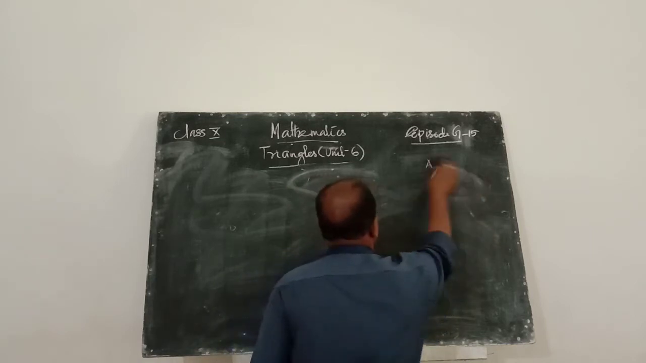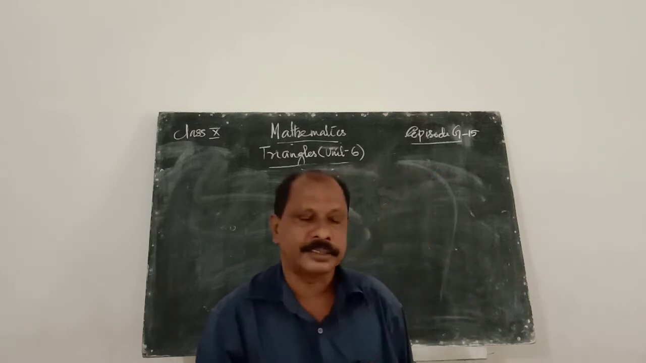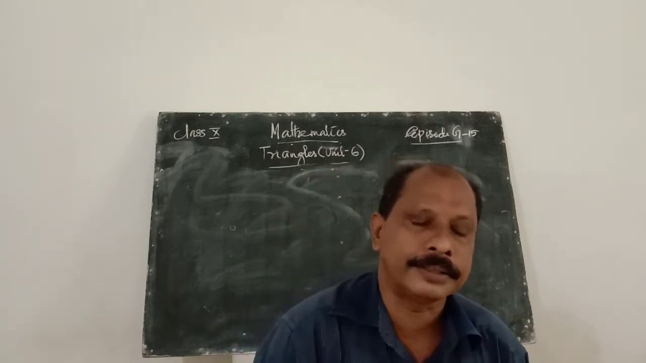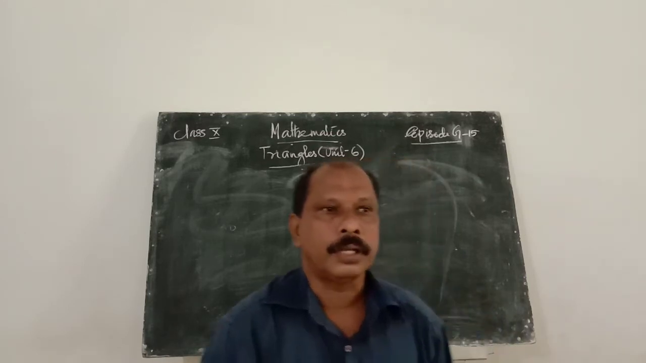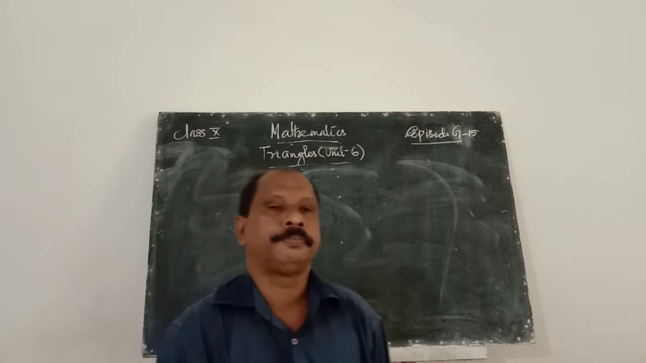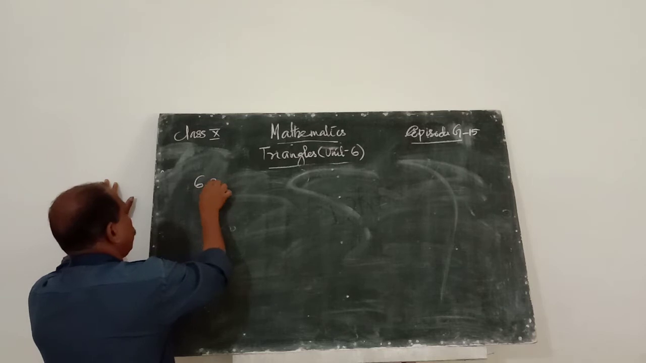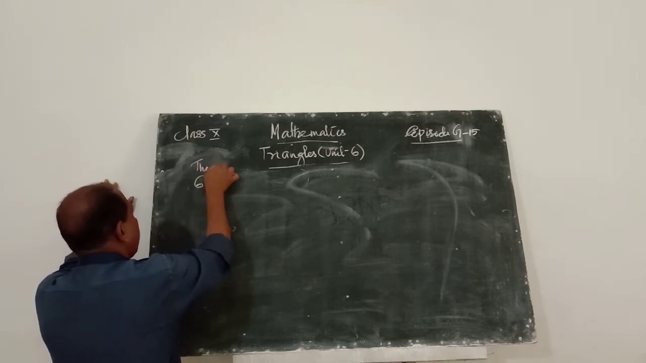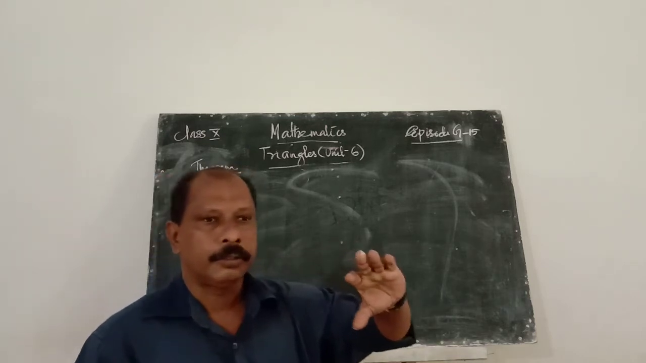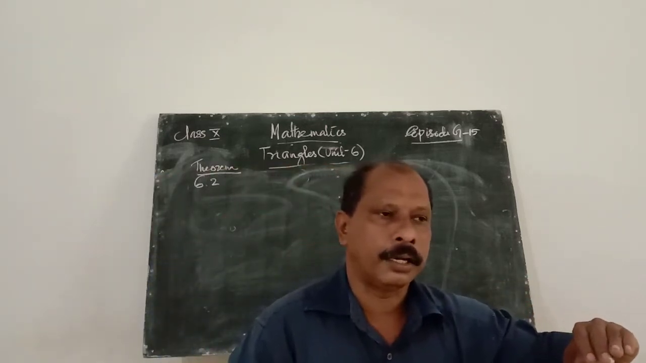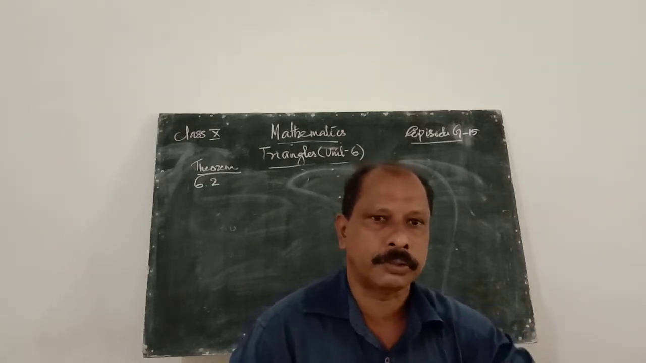Then what is the basic proportionality theorem? If a line joining two points on two sides of a triangle is parallel to the third side, then that line segment divides the two sides in the same ratio. That is the basic proportionality theorem. Then the second theorem is theorem number 6.2. The line joining two sides of a triangle is parallel to the third side, then that line segment divides the other two sides in a constant ratio.